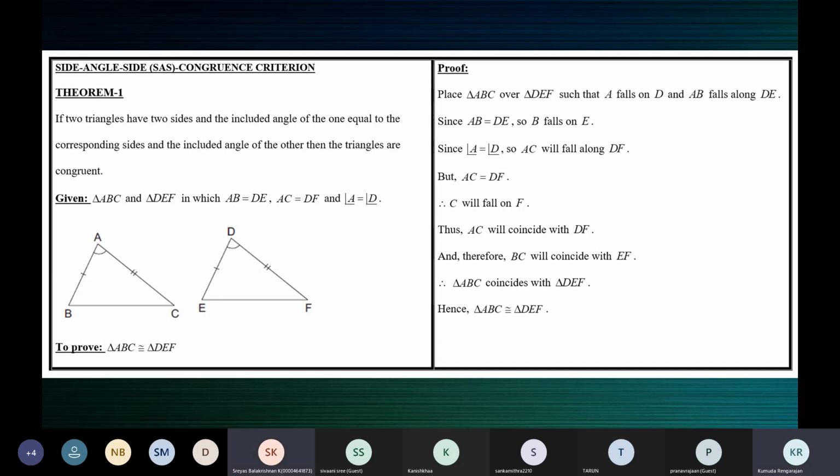You don't have to really worry about it. Ma'am, SAS is a congruency only, no, ma'am? Yes, SAS is a congruence criterion. The statement for SAS is called a theorem, and is also called an axiom. I meant the statement. Okay.